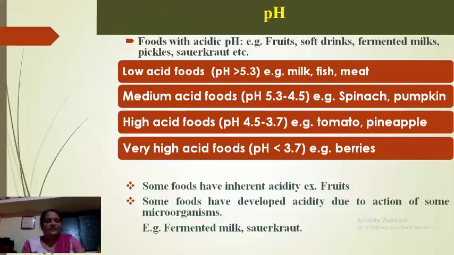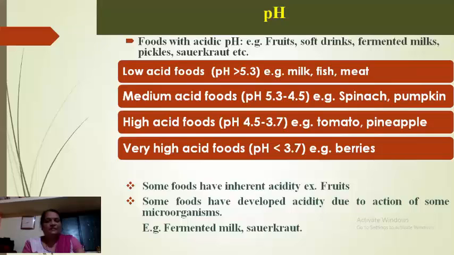Depending on the acidity, acidic foods are divided into 4 categories. Some foods are called low acid foods. They have the pH more than 5.3. For example, milk, fish, and meat. Some foods are called medium acid foods. They have the pH ranging from 5.3 to 4.5.